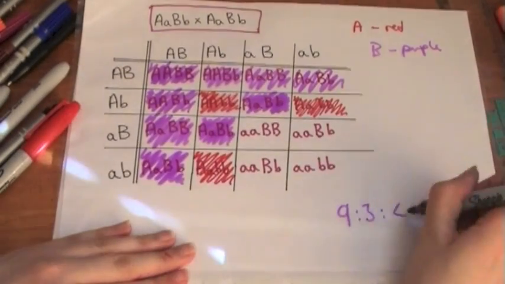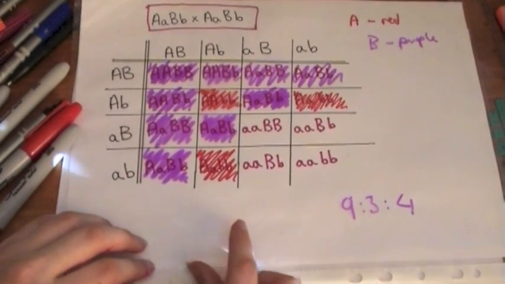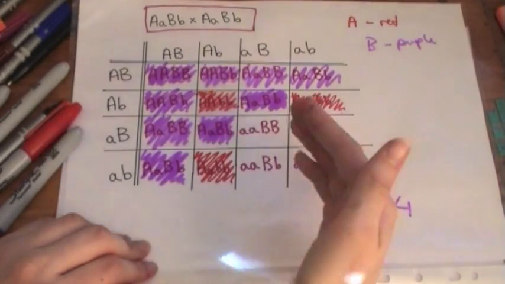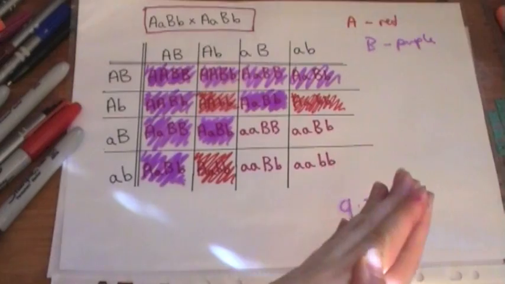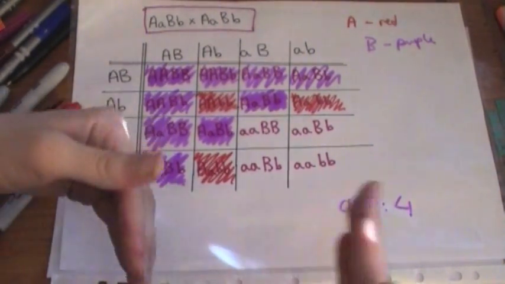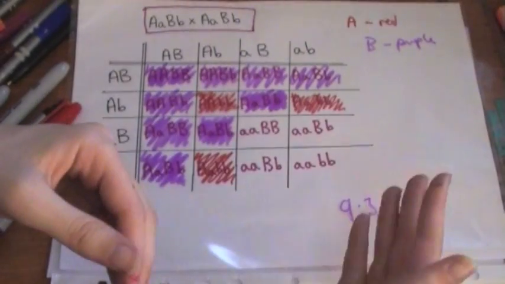That gives a 9:3:4 ratio. This is recessive epistasis, because when it's recessive, little a, we're not getting the opportunity to express the second locus. So this is recessive epistasis, where little a blocks the effect of whatever's at gene B.